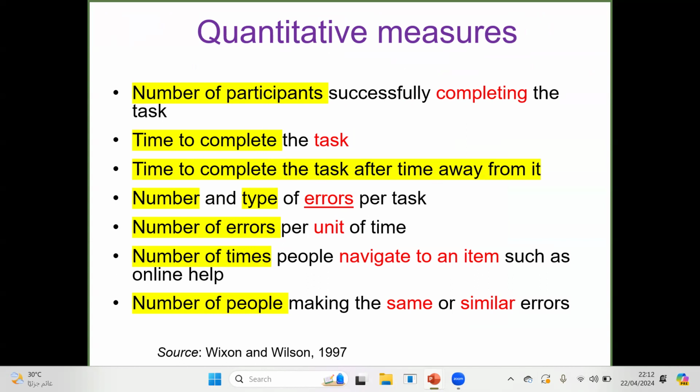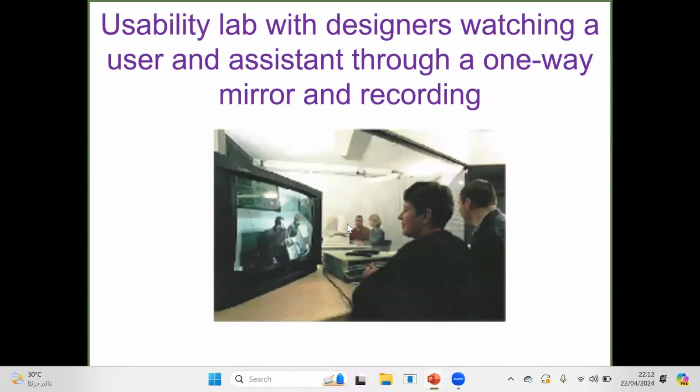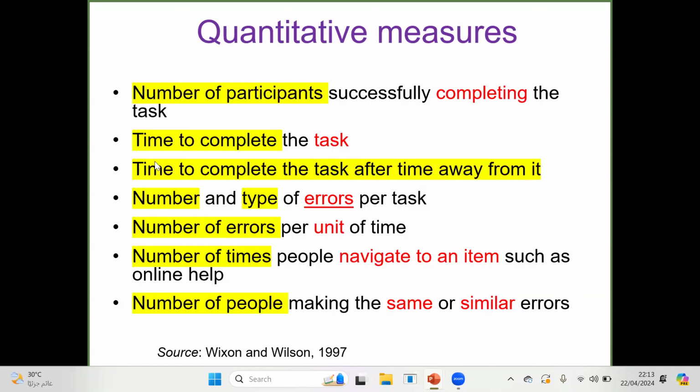The number of participants successfully completing the task is very important. For example, in the previous example, there are two participants. They are being watched and given a usability test on a product. The time they need to complete a given task is also very important to record, as is the time to complete the task after time away from it.